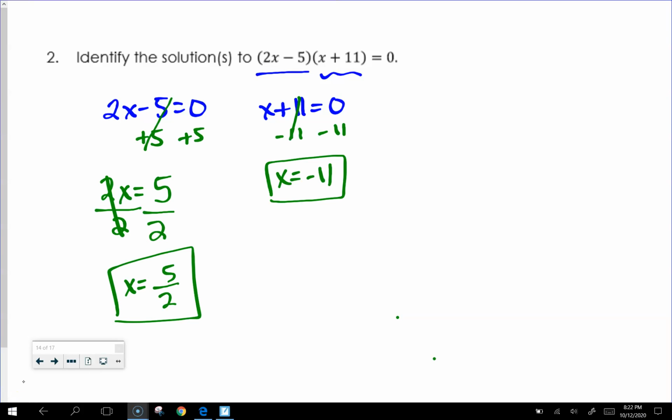All right, so for this one, you should have gotten x equals 5 over 2 and x equals negative 11. Good job.